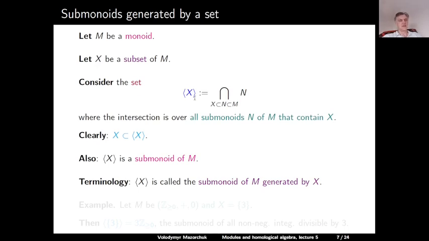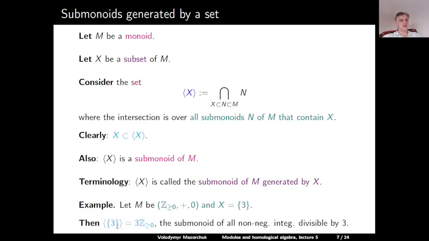Please note that the set is automatically not empty, it's a submonoid, so it contains the identity element of M. So for example, if we take the monoid of all non-negative integers with respect to addition, so the identity element is 0, and the set X consisting of the integer 3, then the submonoid generated by 3 will be the submonoid of all non-negative integers divisible by 3.